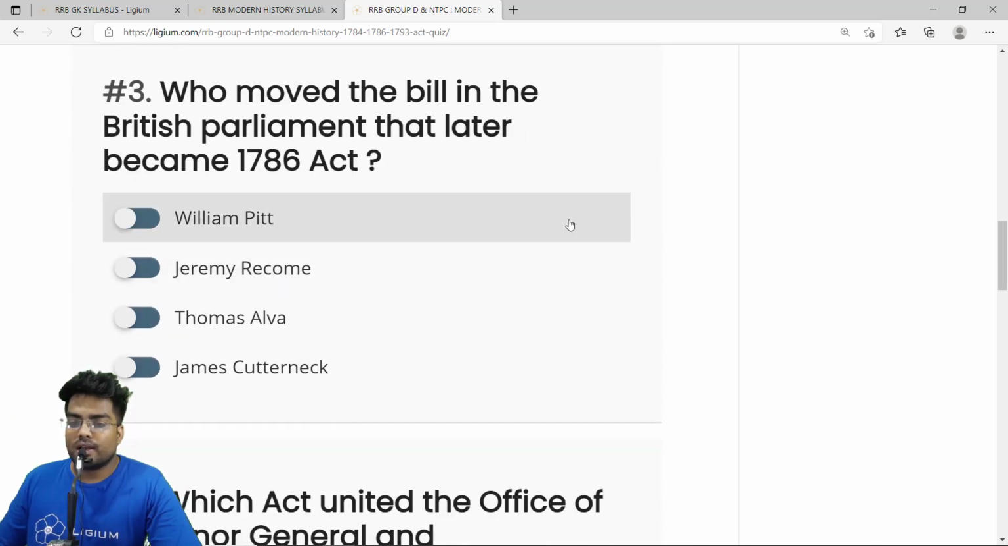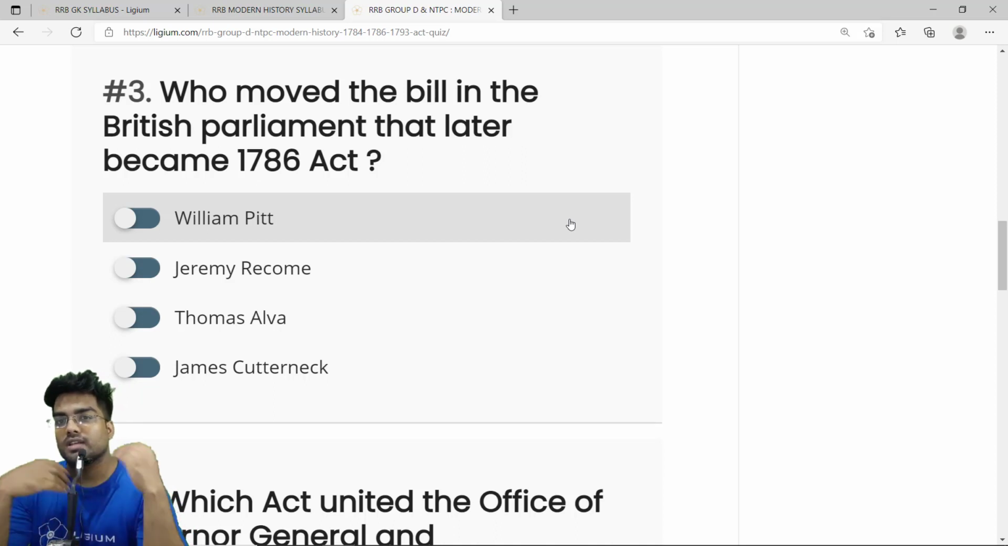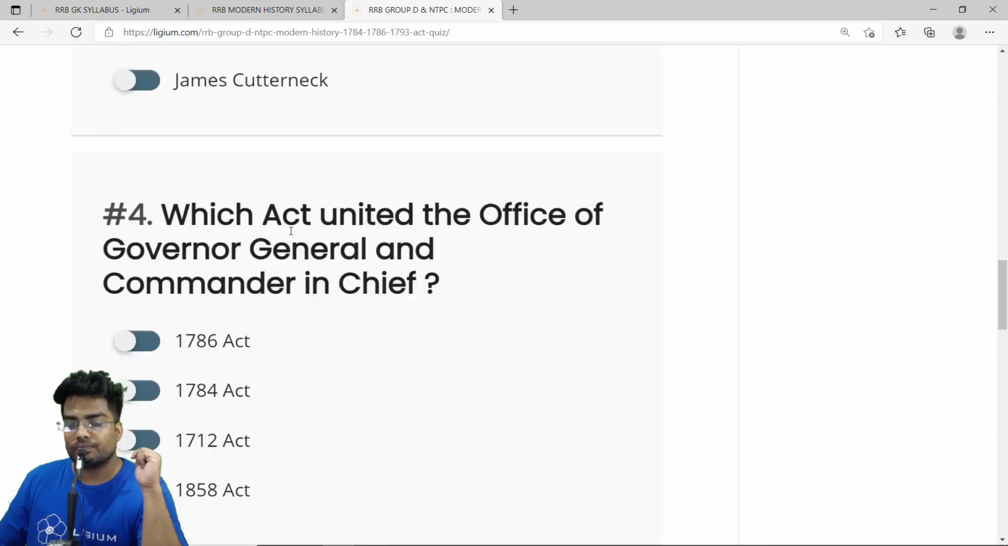Who moved the bill in the British Parliament that later became 1786 Act? Now the interesting thing is, after the culmination of 1784 Act, there was another act that was brought by William Pitt, again the British Prime Minister. So this was again the Act of 1786. First he brought 1784 Act and then he brought 1786 Act. So 2 acts were brought by this guy, that is William Pitt. So the correct answer is option A, William Pitt.